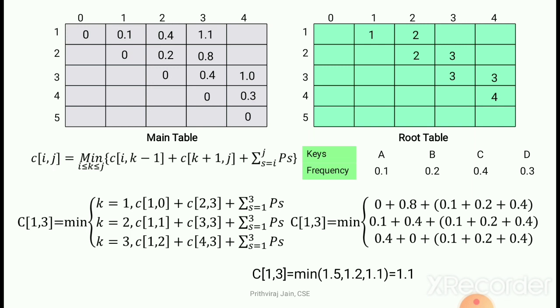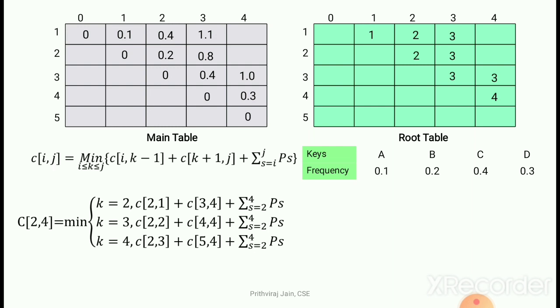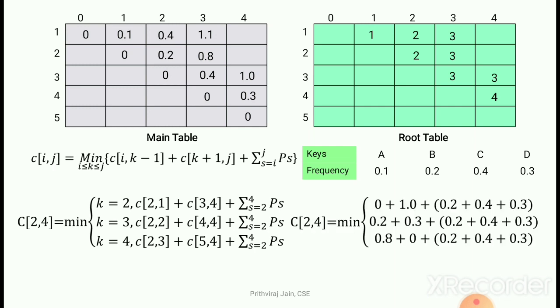Let us fill it in the main table, 1.1, which is the value that we got when k is equal to 3. So let us write it in the root table. Next, calculate c of 2 comma 4. c of 2 comma 4 equals the minimum over k equal to 2, k equal to 3 and k equal to 4. Substituting the values, we get the minimum of 1.9, 1.4, 1.7, that is 1.4. So update it in the table, and 1.4 is the value that we got when k is equal to 3.